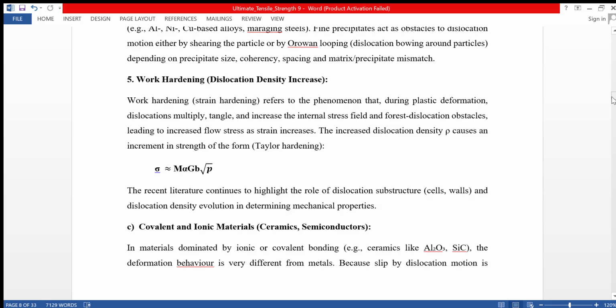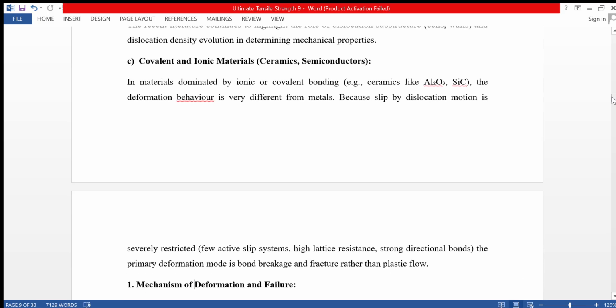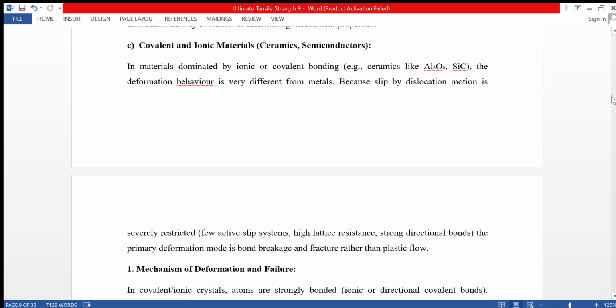Covalent and ionic materials, ceramics and semiconductors. In materials dominated by ionic or covalent bonding, which are ceramics like Al2O3, aluminum oxide, and silicon carbide, the deformation behavior is very different from metals because slip by dislocation motion is severely restricted. There are few active slip systems, high lattice resistance, and strong directional bonds. The primary deformation mode is bond breakage and fracture rather than plastic flow.